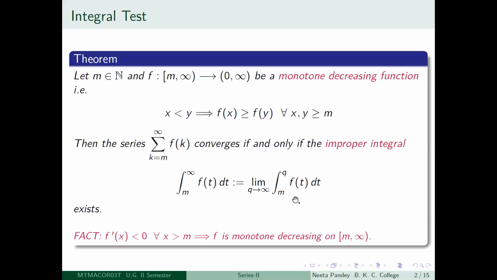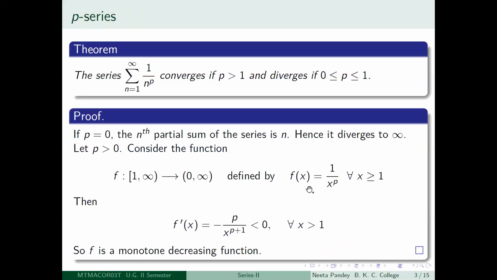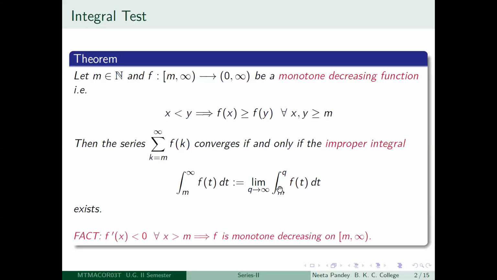Believe me for the time being that since your integrand is a positive function, as you increase your q, this value of the integral will increase. So therefore, what you're getting is a monotone increasing sequence of real numbers here. For a monotone increasing sequence, you know that two things are possible. If it is bounded above, then it is convergent, and if it is unbounded above, then it diverges to infinity.